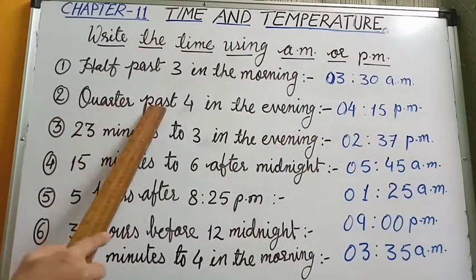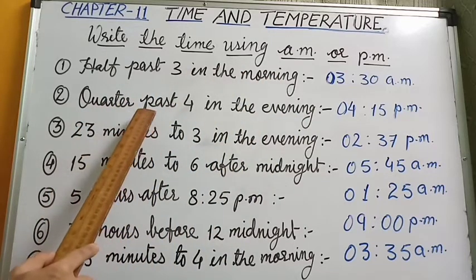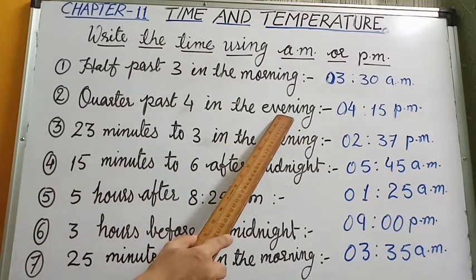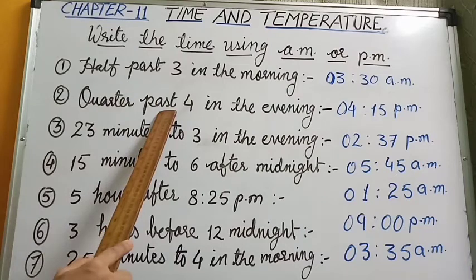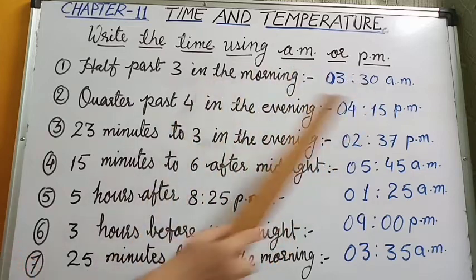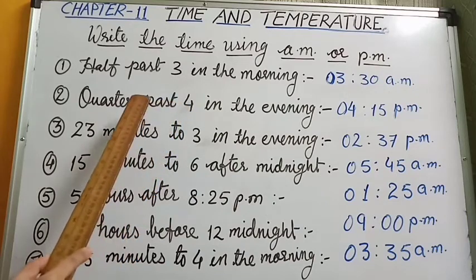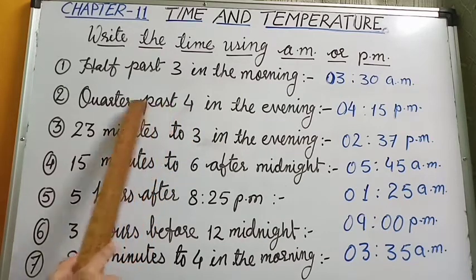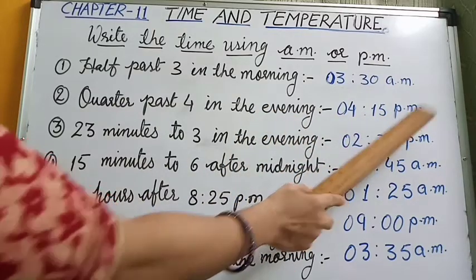The next is 4:15 in the evening. Quarter past means 15 minutes past. The time here is in the evening, so we can write PM. Quarter past means 15 minutes after 4, so we can write 4 at the hours place, and at the minutes place we write 15. Quarter means 15, past means after 4. So after 4, 15 minutes have passed. That is taken as quarter past 4. And since it is evening, we write PM.